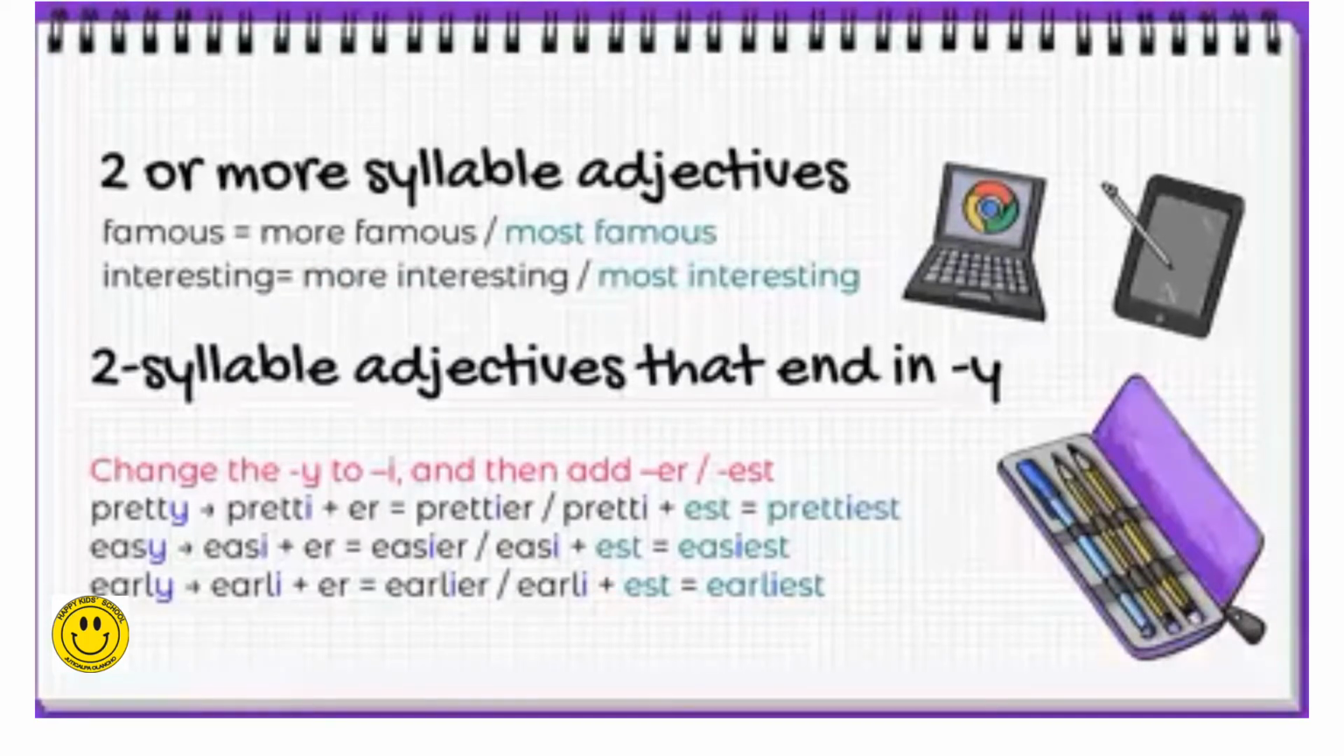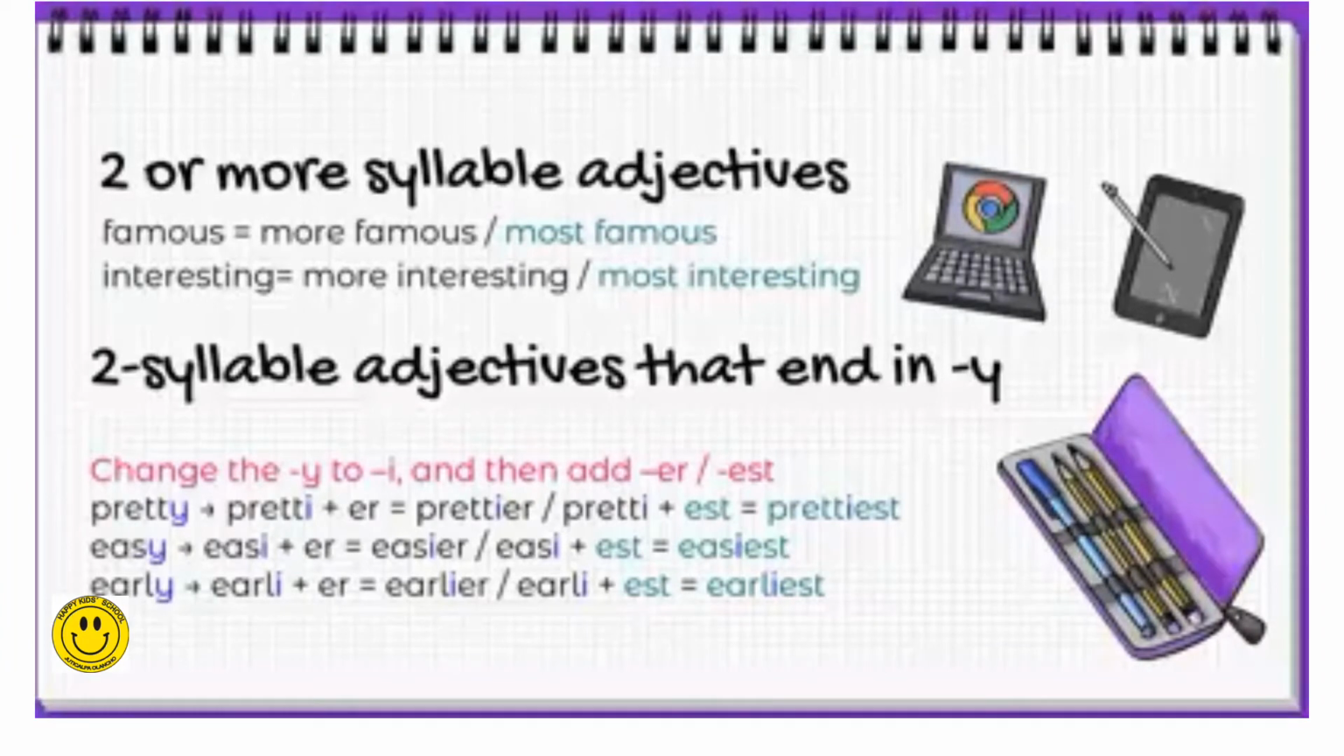So, when we are doing two or more syllable adjectives, for example, famous, what do we have to do? We have to add more or most before the adjective. More famous, most famous. Then we have the other one, interesting. That means we have three or four syllables depending on how we pronounce it, but it would be more interesting or most interesting.